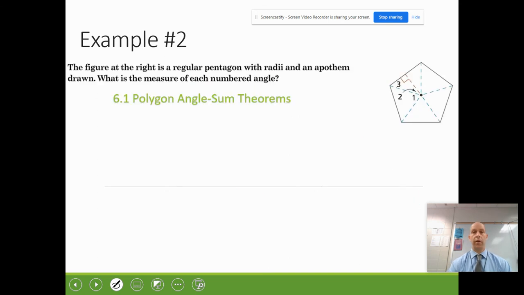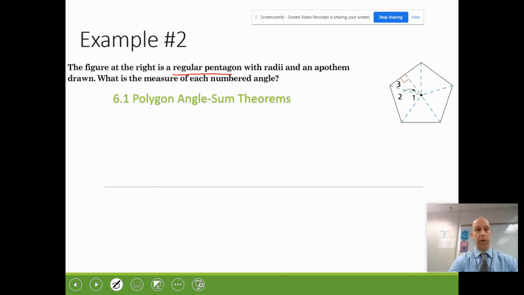All right, example 2. This one, I'm actually not going to find the area. I just want to give an example of how we find angles in one of these regular polygons. In this case, it's a regular pentagon. And it says the figure at the right is a regular pentagon with radii and apothem drawn. And then it says, what is the measure of each numbered angle? So there's a couple ways to go about this.